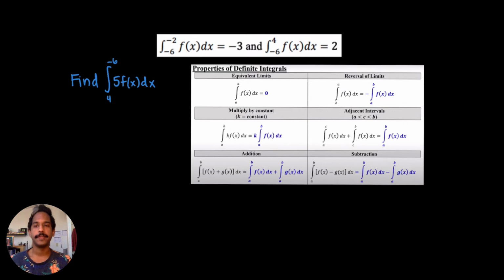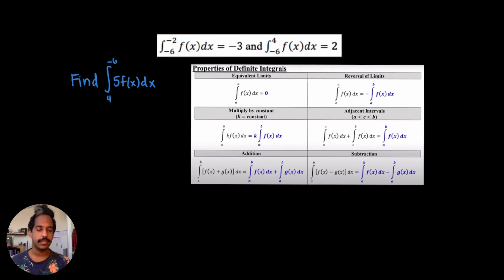We're asked to find the integral from 4 to negative 6 of 5 f of x dx. We're given a couple pieces of information. One, the integral from negative 6 to negative 2 of f of x dx equals negative 3, and then the integral from negative 6 to 4 of f of x dx is 2.